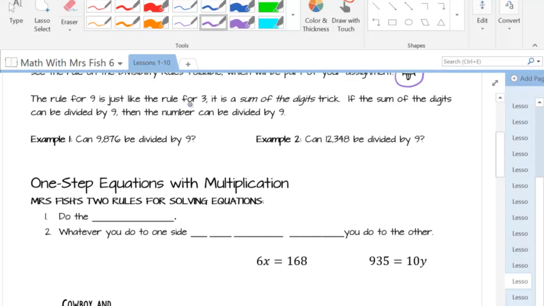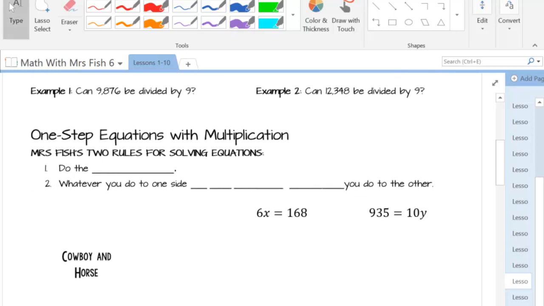The rule for 9 is just like the rule for 3. It is a sum of the digits trick. If the sum of the digits can be divided by 9, then the number can be divided by 9. Quick example, can 9,876 be divided by 9? Let's take a look. 9 plus 8 plus 7. Oops, I just wrote a multiplication sign, didn't I? Plus 7 plus 6. Well, let's see, 17, 24, 30. Can 30 be divided by 9? No. So 9,876 cannot be divided by 9.